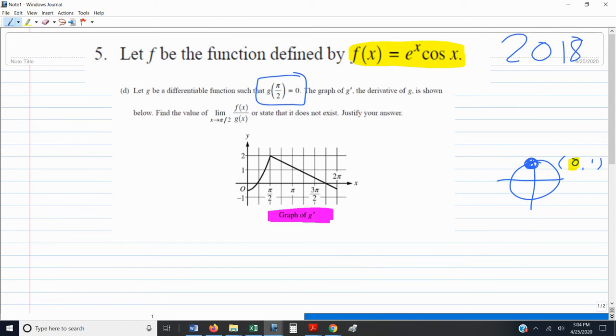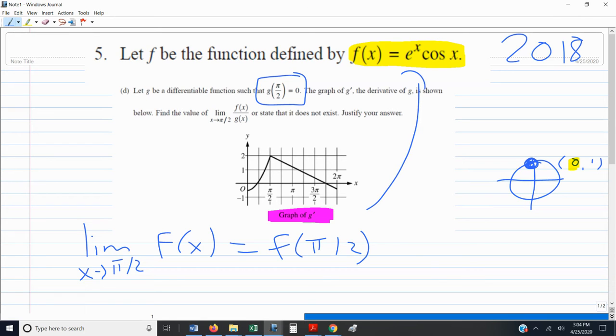So the way that they want you to write this, in order to avoid writing that something is equal to 0 over 0, you would just look at the numerator on its own and the denominator on its own. So we're just looking at the numerator. The limit as x goes to pi over 2 of f of x. We're going to plug in pi over 2. We're going to the f function, plugging in pi over 2.